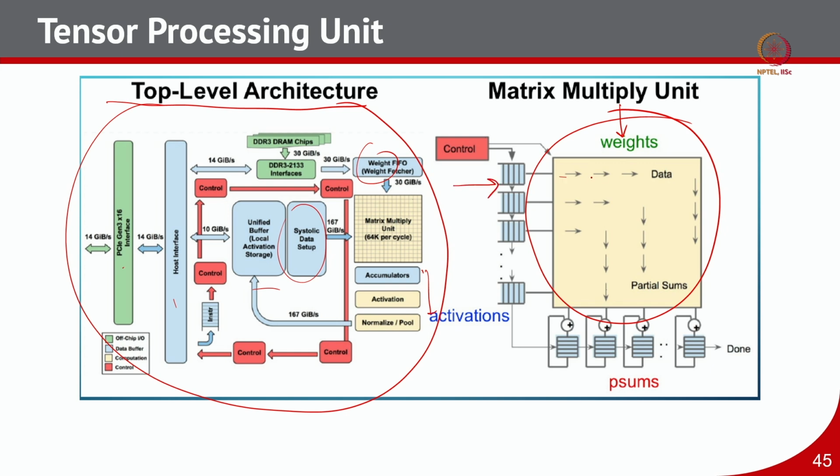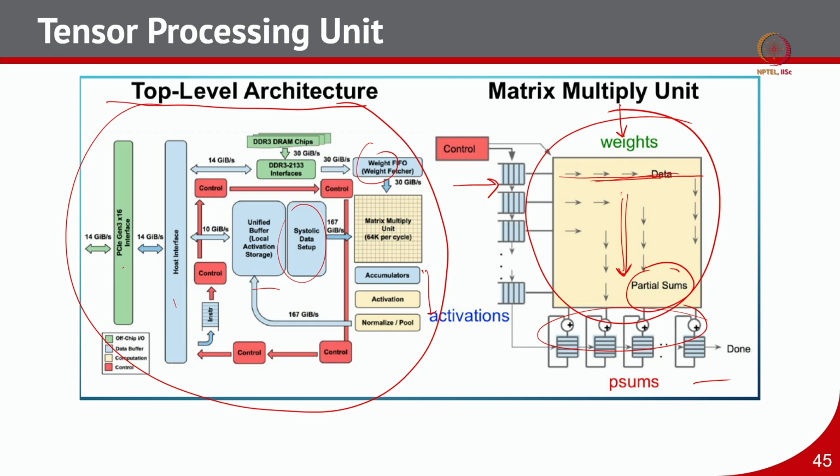So there is a specific data flow. Data is flowing this side horizontally as well as vertically. The partial sums are flowing vertically, and then finally they are accumulated to get the final output. When we discuss the systolic array, we will see more about it, but the core of this tensor processing unit is nothing but the matrix multiply unit.